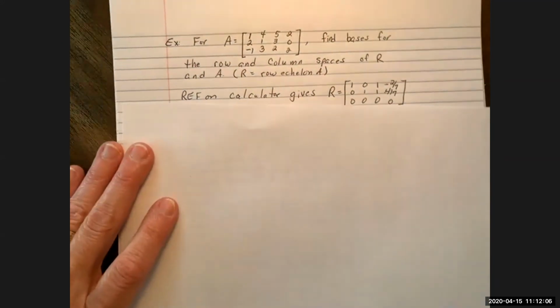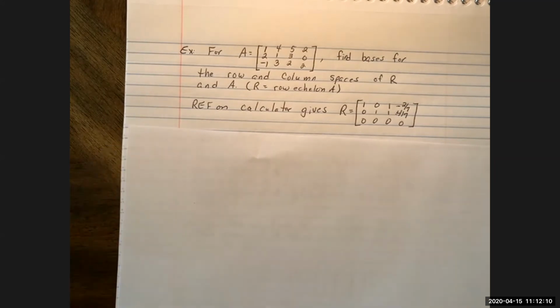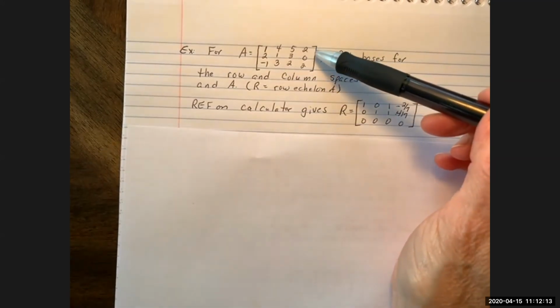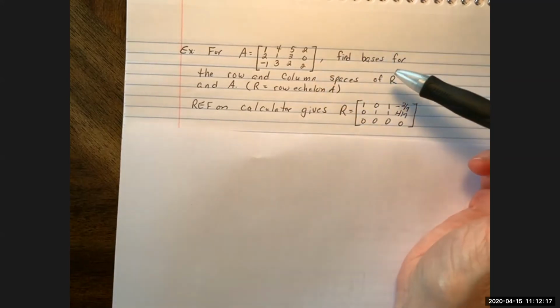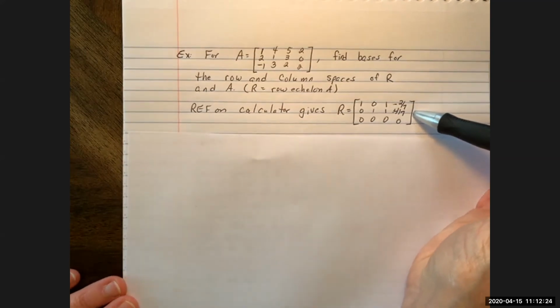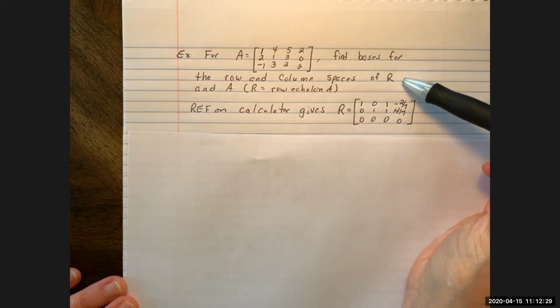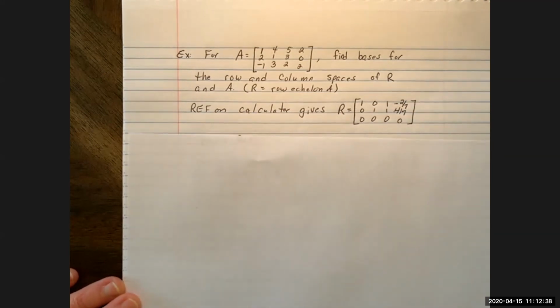All right, here's another example just to demonstrate this a little more. Our matrix A is 1, 4, 5, 2, 2, 1, 3, 0, and negative 1, 3, 2, 2. And here's the reduced row echelon form of that, found from the calculator. It says to find bases for the row and column spaces of R and A. So we want 4 different bases here: row space of R, column space of R, row space of A, and column space of A.